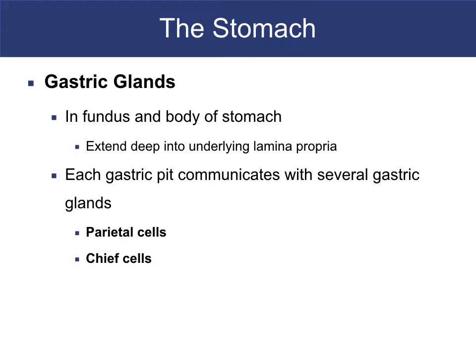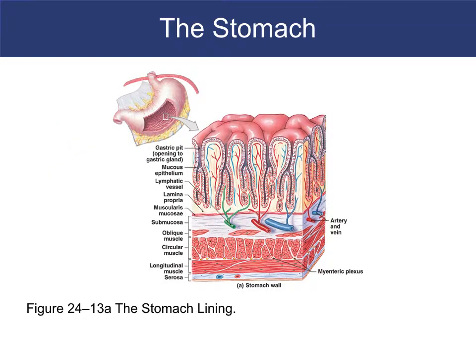The gastric glands are mainly in the fundus and the body of the stomach, and they go down into the lamina propria. There are several kinds of cells. I don't believe you can tell the difference looking at these under the microscope. I can't tell which cells are parietal cells and which are chief cells, but you just need to know that those are two of the kinds of cells that make a lot of the fluid secreted into the stomach. So here's a nice picture of the microscopic diagram of the stomach.